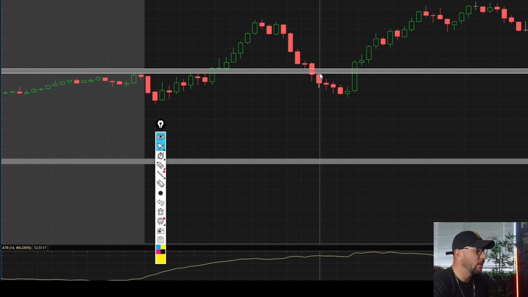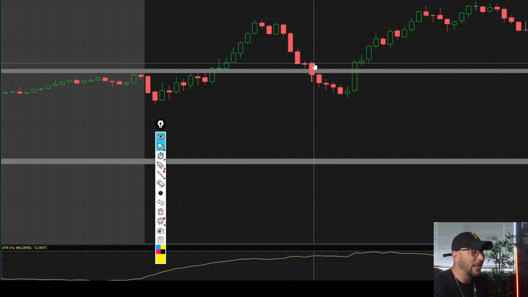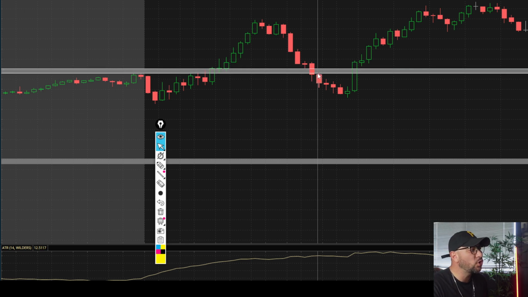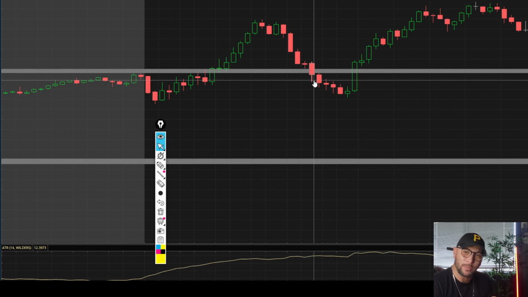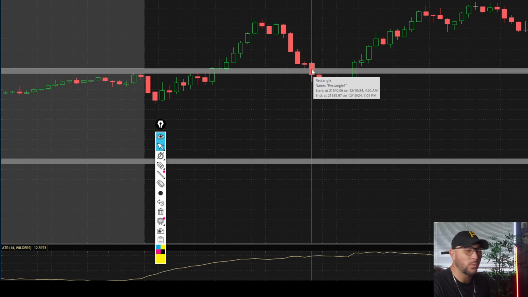Very simple. As soon as we backtest this, fail to take out a previous 1 minute candle high, as soon as we come down and take out that candle that closed below that range, you're going to enter here using the previous 1 minute candle as a stop. Your potential risk on this trade is around 18, all in all.